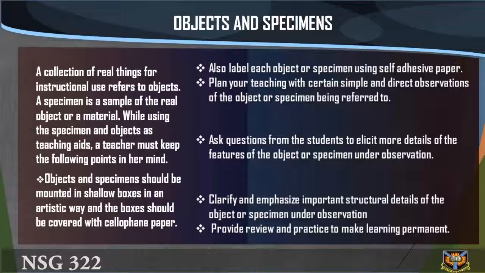Plan your teaching with certain simple and direct observation of the object or specimen being referred to. Ask questions of the students to elicit more details of the features of the object or specimen under observation. Clarify and emphasize important structural details of the object or specimen under observation. Provide review and practice to make learning permanent.